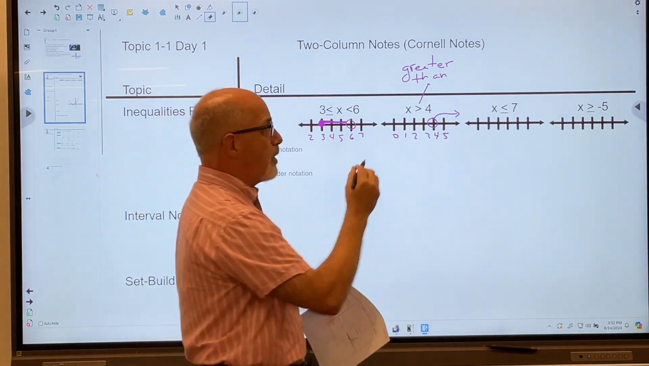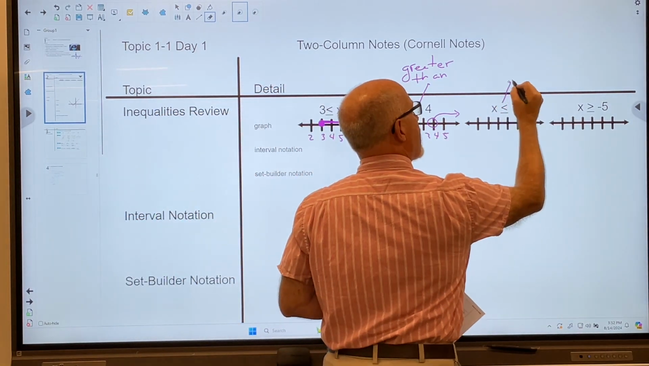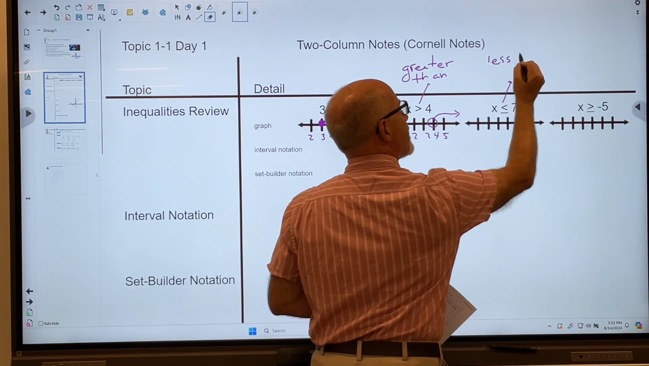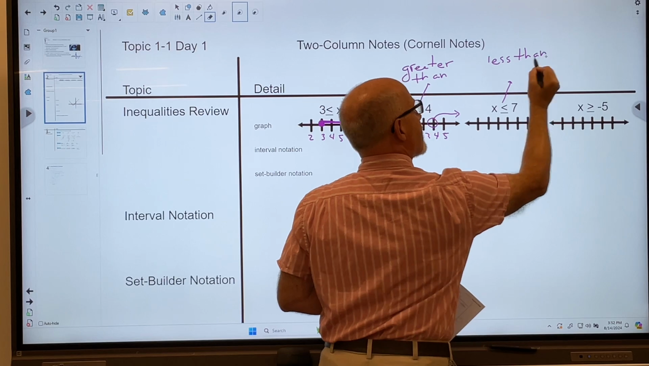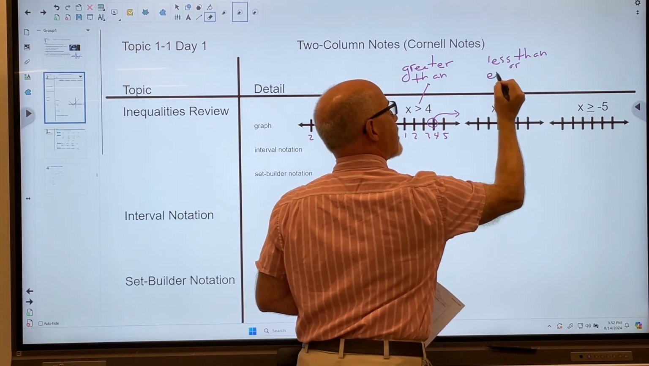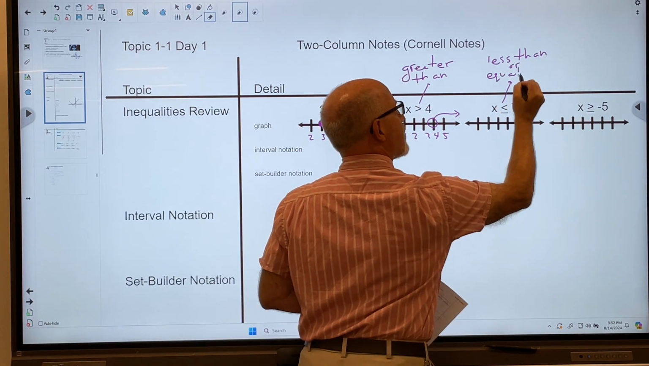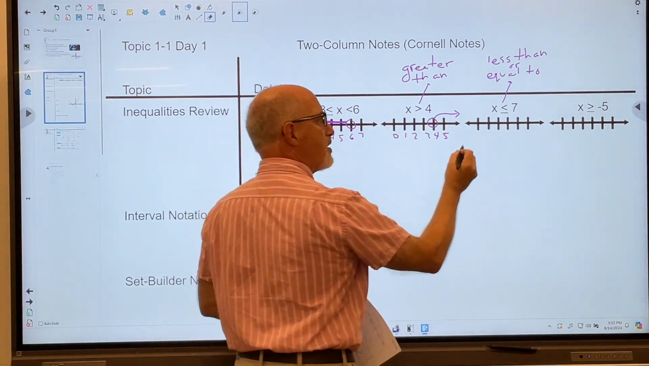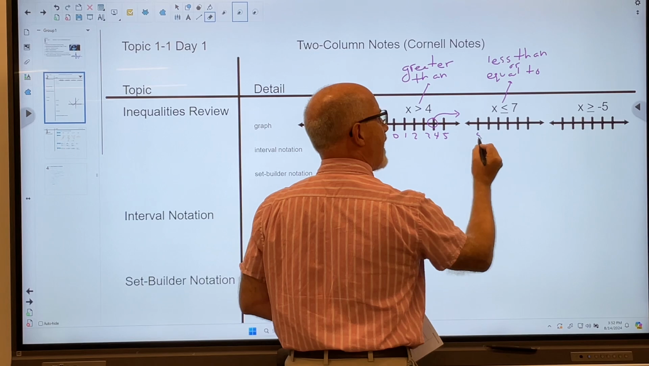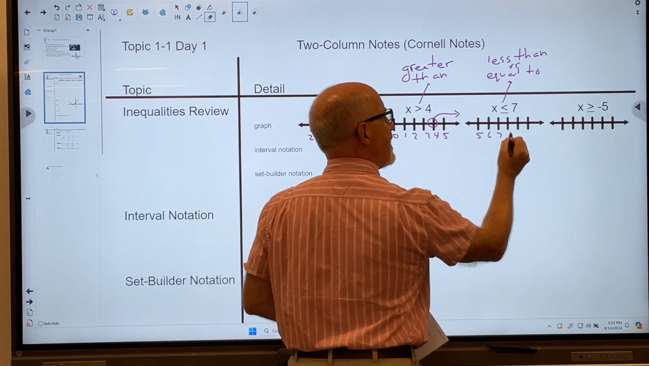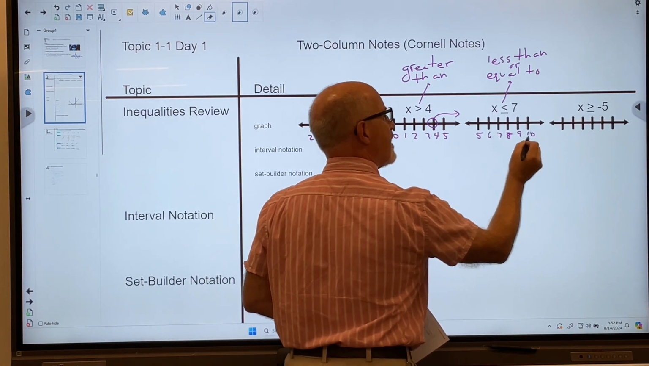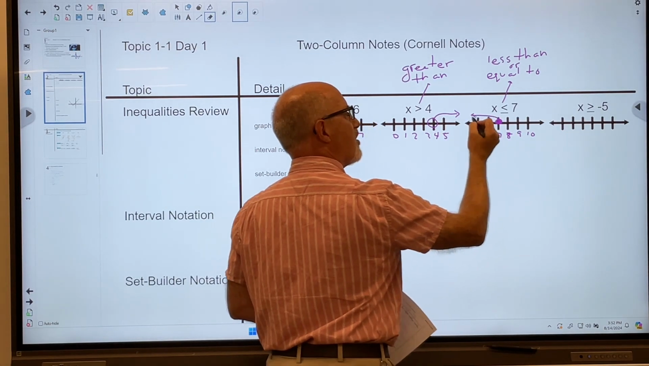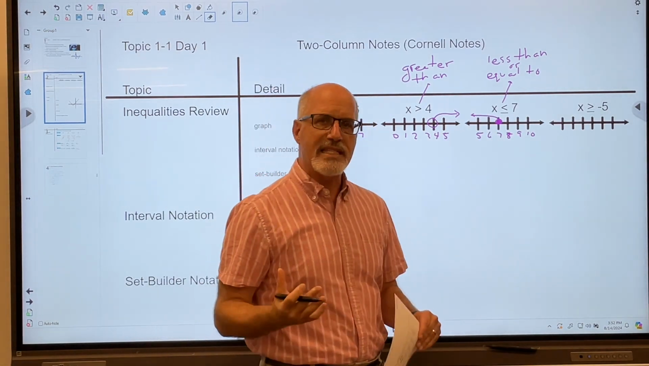Now if we look at this one, this is a less than or equal to. It's got that or equal to on it. So the line underneath means we're going to include it. So I'm going to start this one maybe at 5, 6, 7, 8, 9, and 10. I'm going to put a solid dot on the 7, and then I'm going to shade to the left because that means every number less than it.